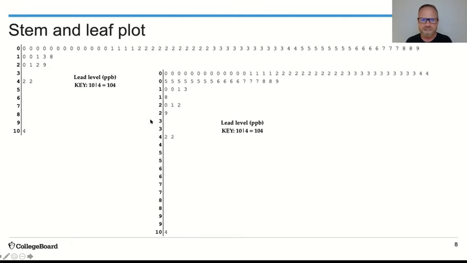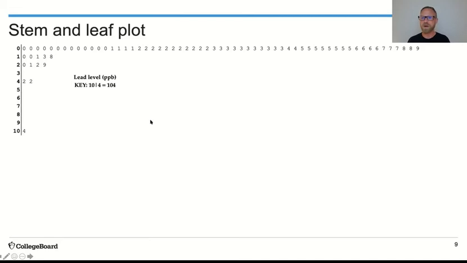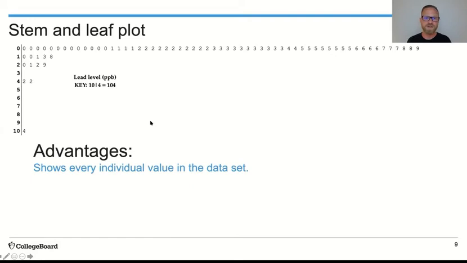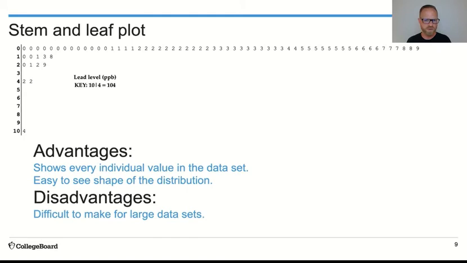Now let's talk advantages and disadvantages of the stem and leaf plot, which is going to look very similar to what we said for the dot plot. As far as the advantages, number one, you can actually see every single individual value, all 71 of the water samples, and it's very easy to see the shape of the distribution just by looking at the stem and leaf plot. Disadvantages, if you get a large data set, it can become challenging to make a stem and leaf plot. So what do we do when we have one of these larger data sets?